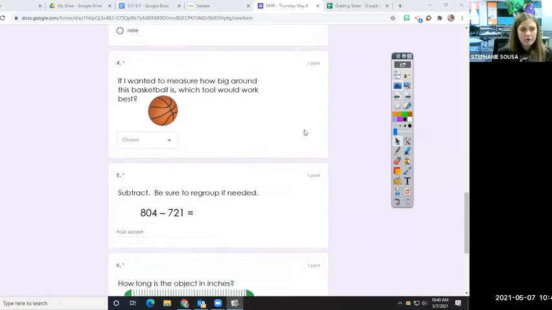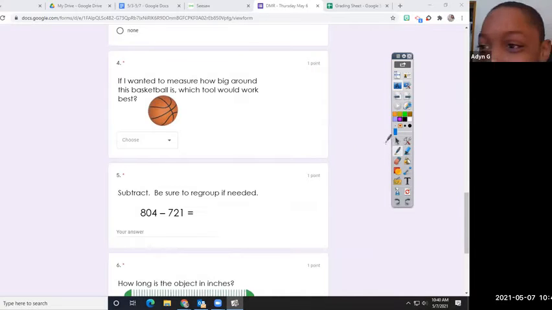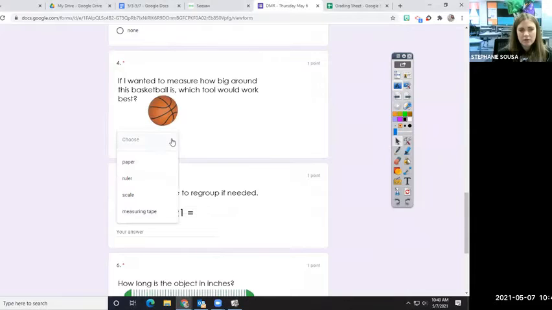All right. 4. If I wanted to measure how big around this basketball is, which tool would work best? If we're going around it, a paper does not measure. A ruler does measure, but a ruler is flat. How can I put it around a basketball? I cannot. A scale, nope, that's weight. A measuring tape, yes. A measuring tape is bendy, and it can be put around a shape because it bends. So a measuring tape is the correct answer.